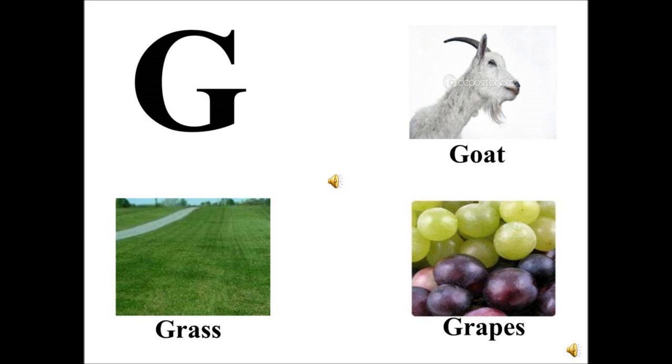Let's spell goat. Goat, g, goat. G-O-A-T, goat. Let's spell grass. Grass. G-R-A-S-S, grass. Let's spell grapes. Grapes. G-R-A-P-E-S, grapes. These are G words.